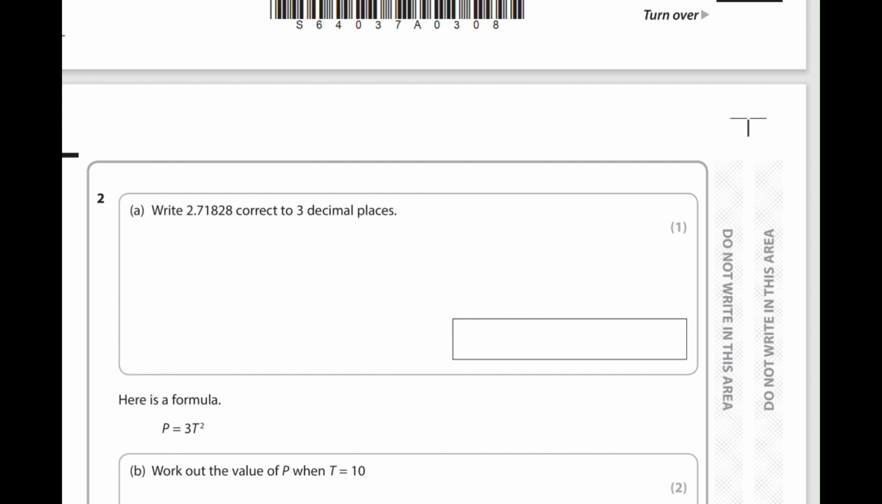2.71828, correct to 3 decimal places. So this is what we are looking for, 3 decimal places. Now, if we look at the number after the 8, if that number is 5 or more, then we add 1 to the 8. If it is less than 5, as in this case, we just leave it as it is. So our answer is 2.718.